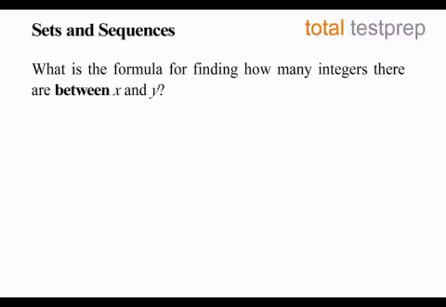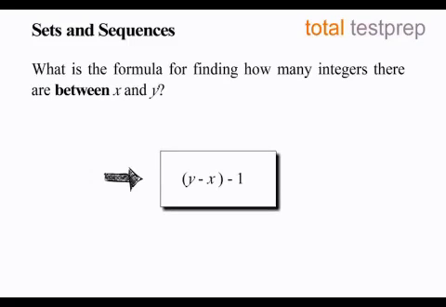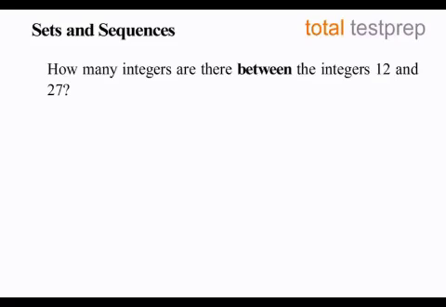What is the formula for finding how many integers there are between x and y? The formula here is y minus x minus 1. Instead of the plus 1, we subtract 1. So how many integers are there between the integers 12 and 27?